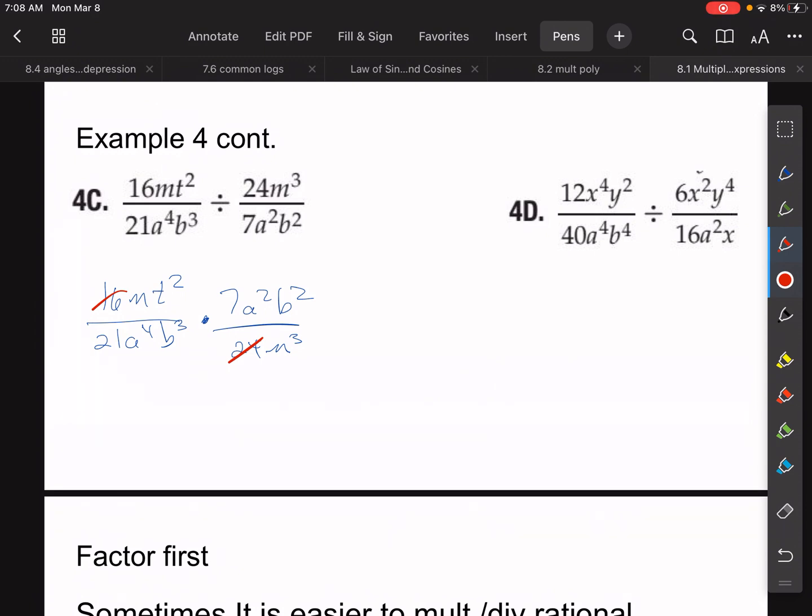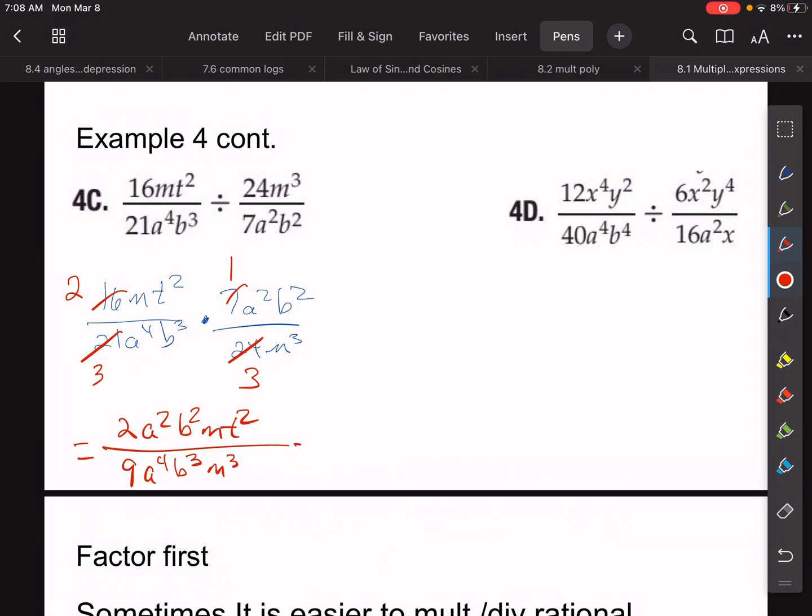8 goes into both of those, so that's 2 and 3. 7 goes into both of these, that's 1 and 3. And now let's go ahead and rewrite this. So 2 times 1 is 2, and then I have, we'll go in alphabetical order, a squared, b squared, m t squared over 9, a to the fourth, b to the third, m to the third.